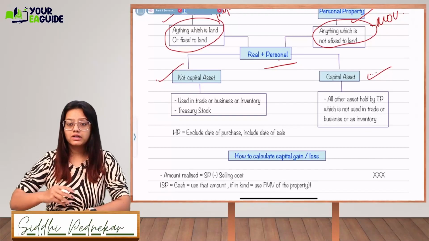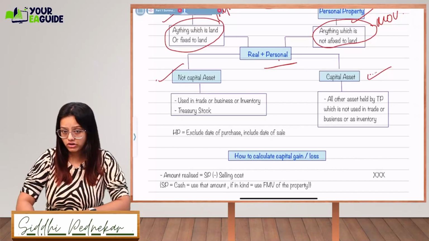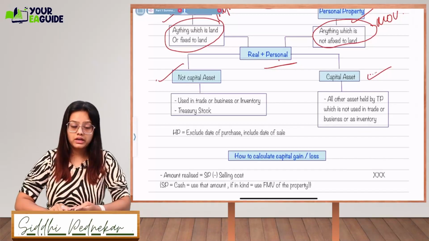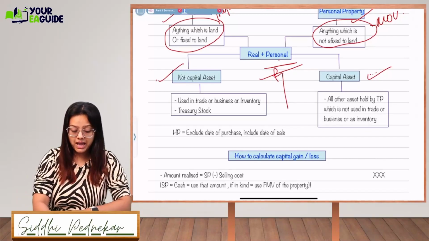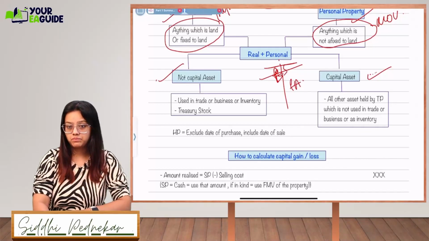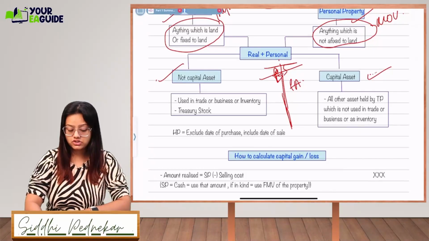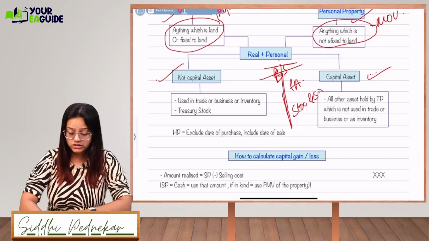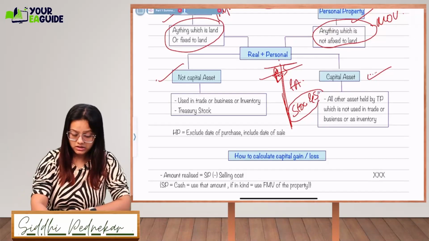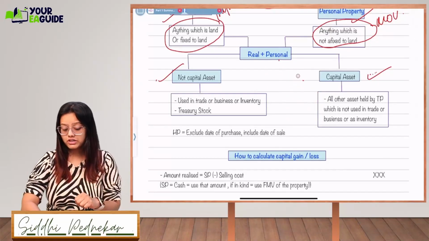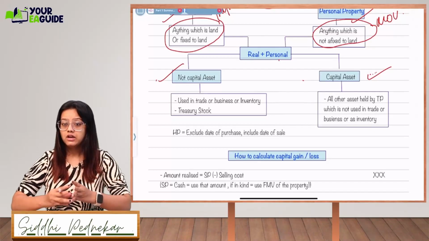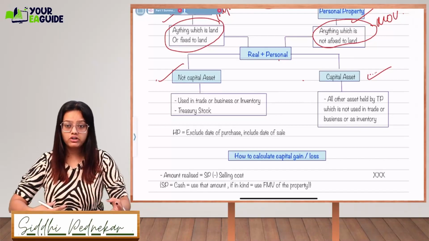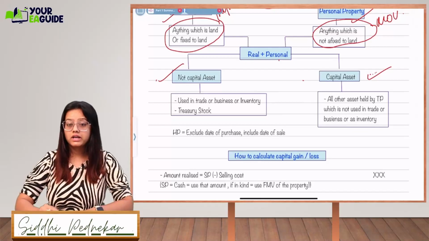All other assets held by the taxpayer which are not used in trade or business or not used as inventory are capital assets. When you look at the balance sheet, we have fixed assets. Also, we have some other assets such as stock, shares and securities, which are also our assets if we have bought them. These are not your capital asset. Inventory is also mentioned among those that are not capital assets, but fixed assets which are not used in trade or business, meaning you're not using them as inventory and not trading those assets, are called capital assets.